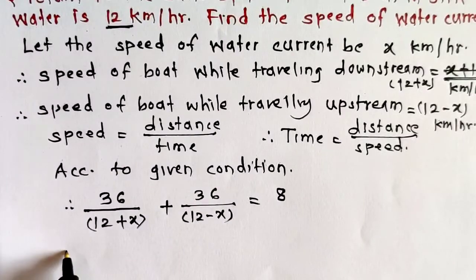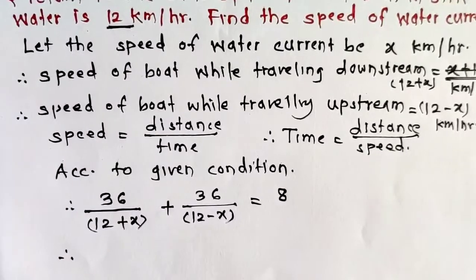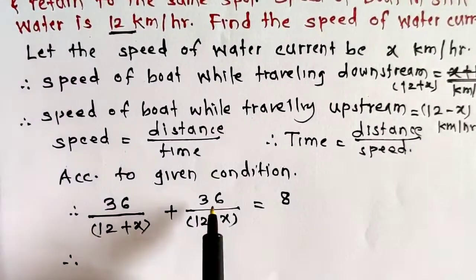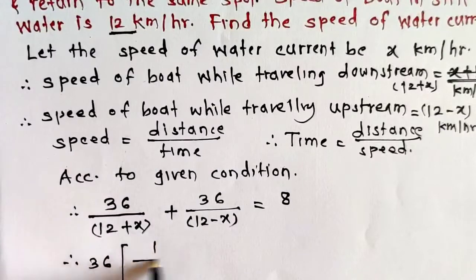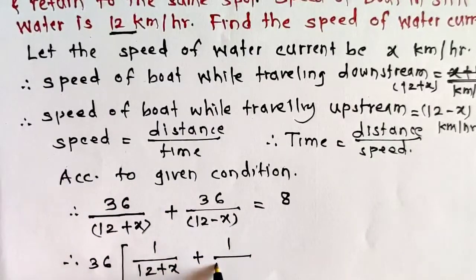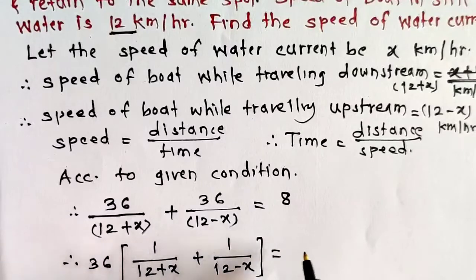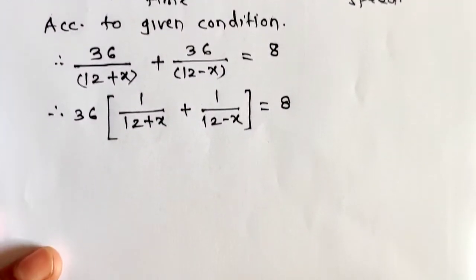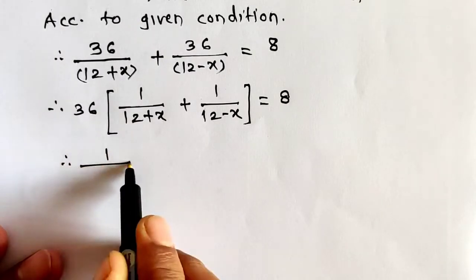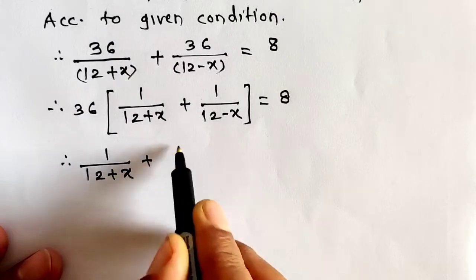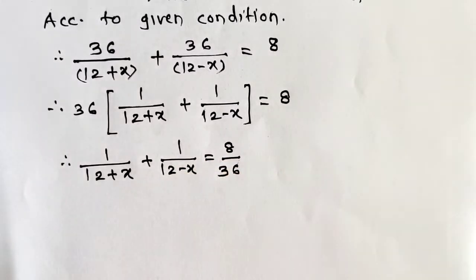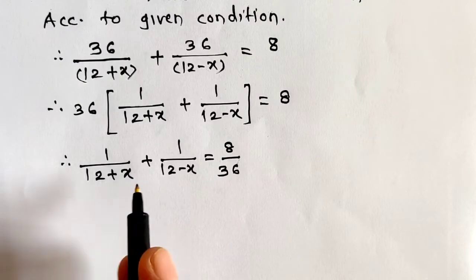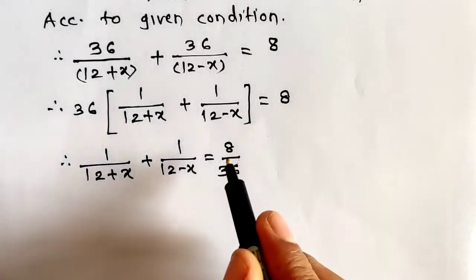Now solve this equation and try to find the factors. How to simplify? This 36 is taken as common. So 36 into bracket, we get 1 upon 12 plus x plus 1 upon 12 minus x is equal to 8. Now divide by this 36, we get 1 upon 12 plus x plus 1 upon 12 minus x is equal to 8 divided by 36. Now 8 divided by 36 is again 2 by 9, since 4 2s are 8 and 4 9s are 36.